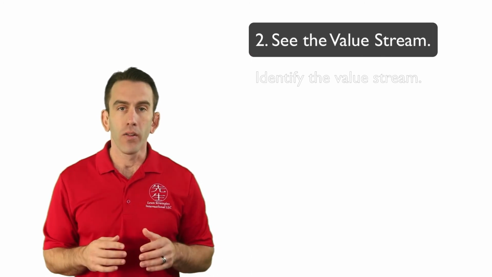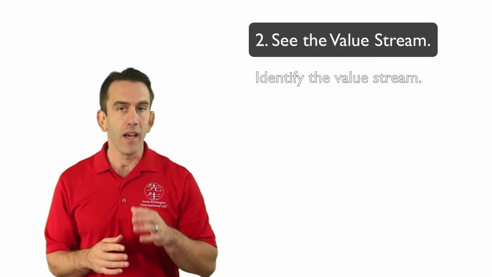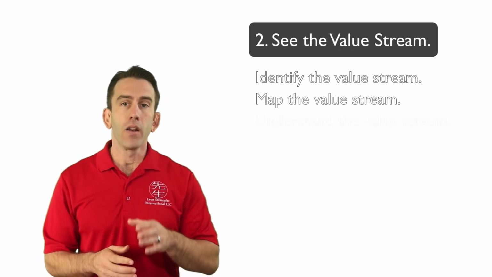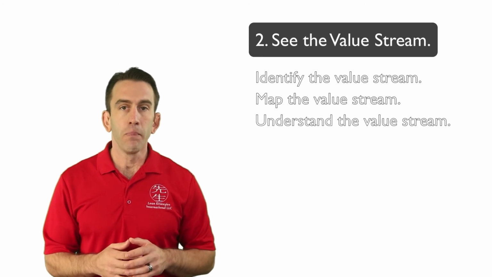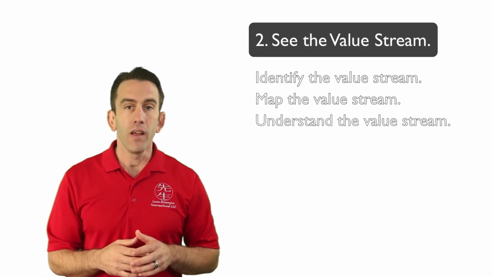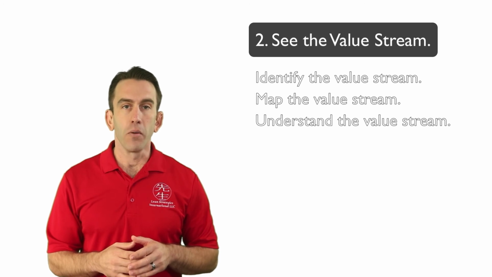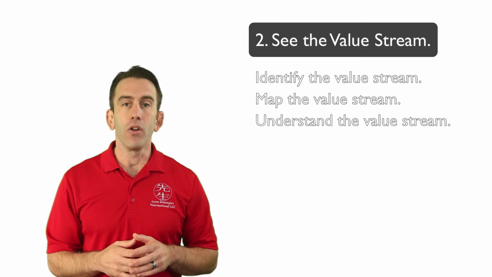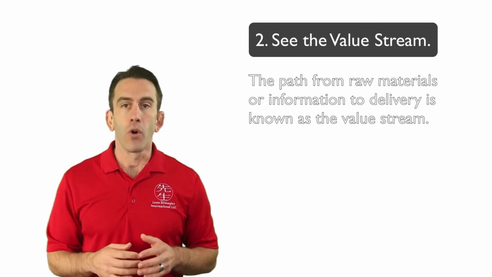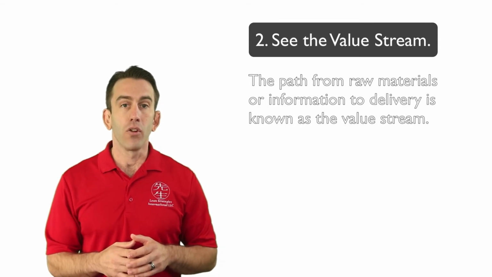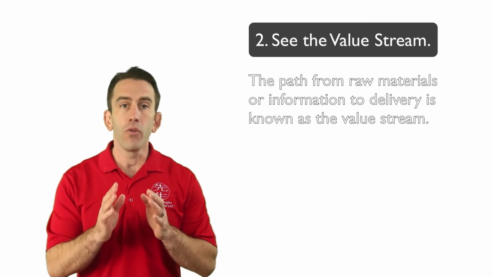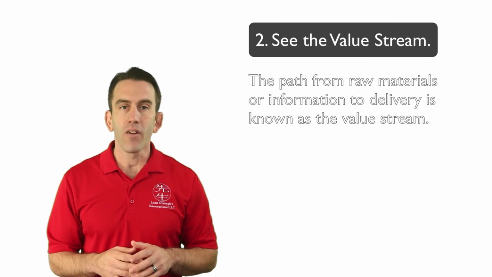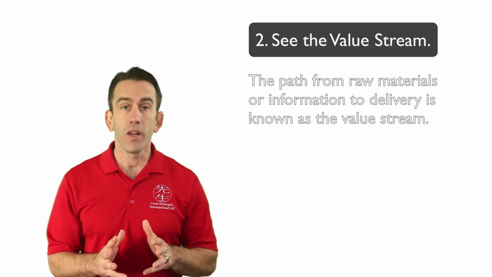You may also hear this presented as identify the value stream, map the value stream, or even understand the value stream. Once you understand what it is that your customer needs from you, it is important to understand how to deliver that value to them. The path from raw materials or information to delivery is known as the value stream.